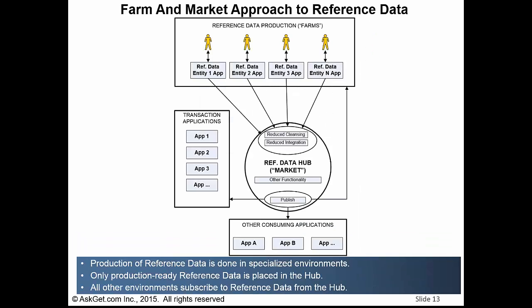However, as shown in this slide, I think the better approach today is what I call the farm and market approach, which is to farm your reference data, and when it's ready for the market, take it to the market, which is the hub, and distribute it from there. That allows the reference data production areas to have their own data models, which are much more suited to the production of reference data than what the consumers actually want.